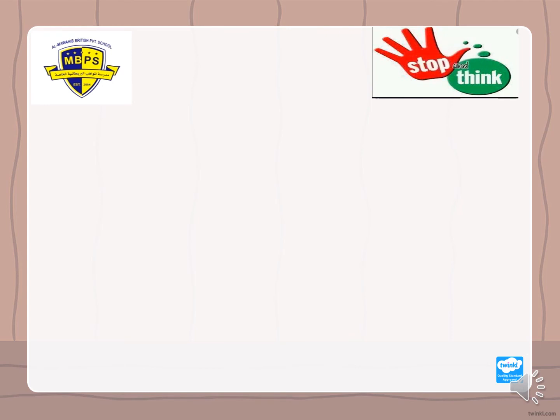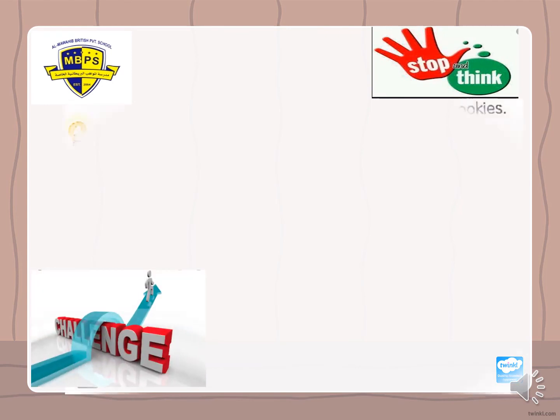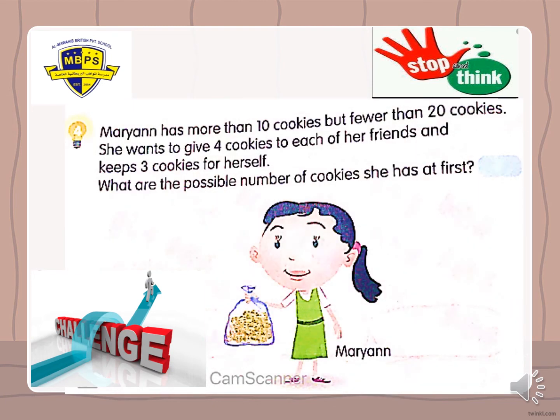Stop and think, grade 1. It's challenge time. Let's do this question from your pupil's book, and let us read it together. Then we start to think how we can solve this question. We start reading.